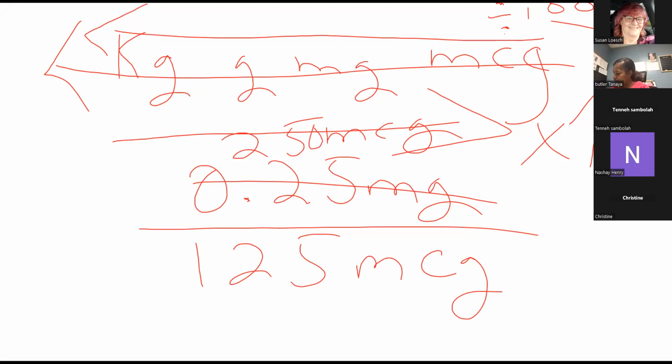And then 125 goes into 250 twice, right? If not, just do it on the calculator. 250 divided by 125 equals 2. So that's what you're going to get, 2 tablets. And you just write 2 there, not tablets or anything. Anybody have a problem with the conversions?